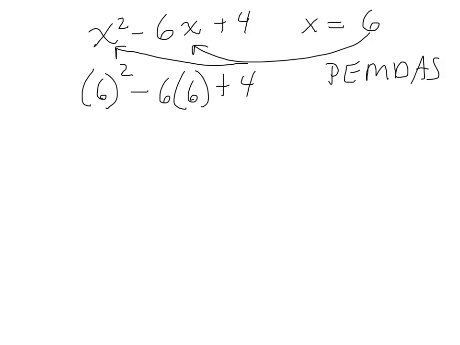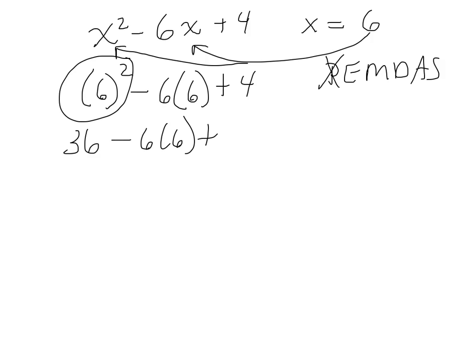Parentheses. Again, I have 2 parentheses. There's nothing in them except a number. There's nothing to do with parentheses, so we're just going to keep on plugging. Exponents. There we go. 6 times 6. It's not 12. It's 6 times 6, which is 36. Okay, copy, copy, copy. Exponents are done.